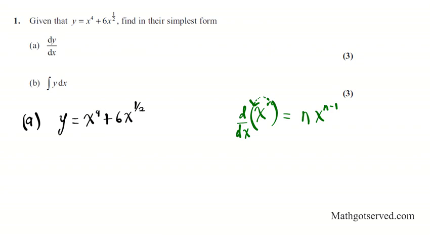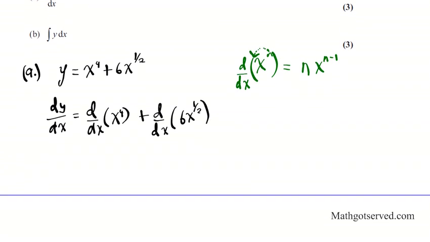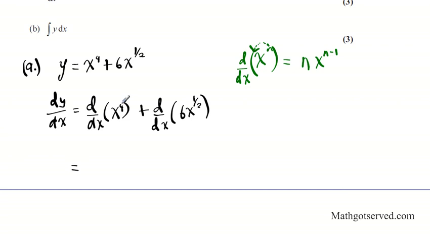We're going to do this term by term differentiation. Let me just show you how it works. So dy by dx is d by dx of x to the 4th plus d by dx of 6x to the 1/2. This helps you see that we're differentiating these 2 terms one at a time. Applying the power rule, this 4 will come to the front. You have 4x, and then you subtract 1 from the power, so 4 minus 1. The same procedure here, this 1/2 comes to the front.